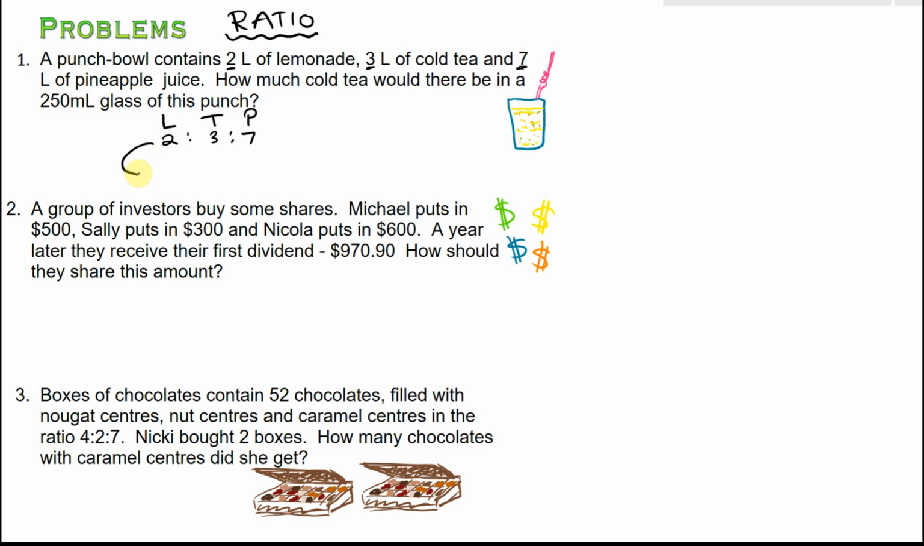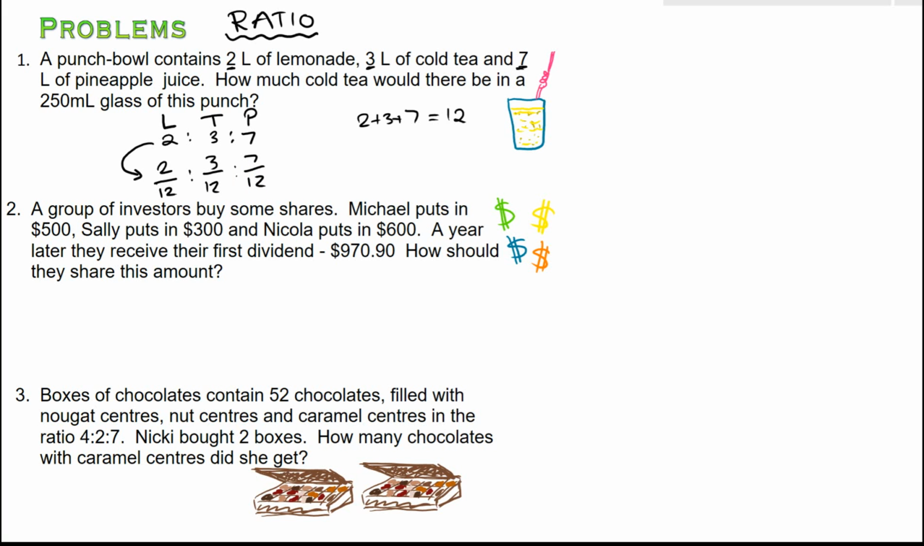Now if we change these into fractions, to get our denominator we need to add the parts of the ratio. So 2 plus 3 plus 7 is equal to 12. So in total there are 12 parts. We know that 2 parts out of the 12 are lemonade, or 2/12 is lemonade, 3/12 will be tea, and 7/12 will be pineapple.